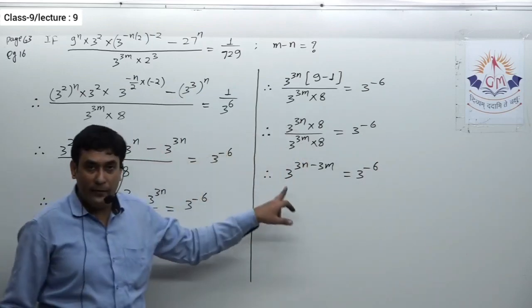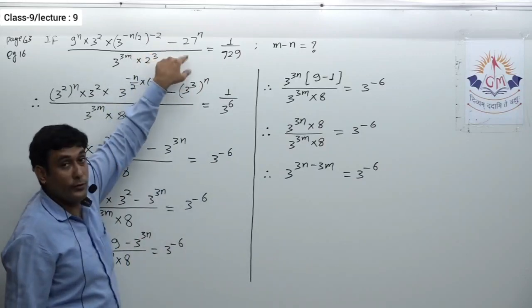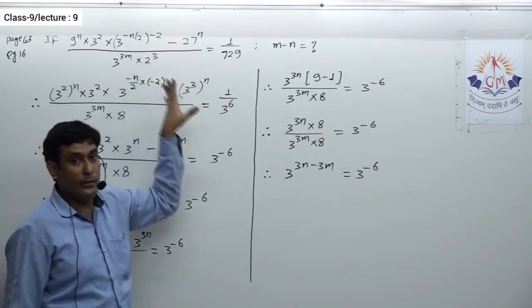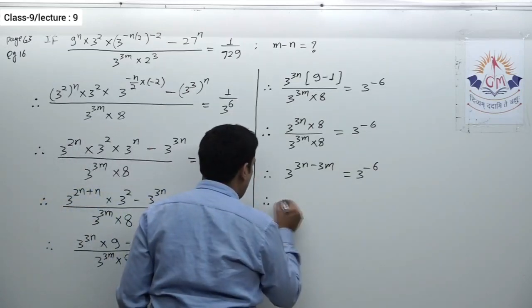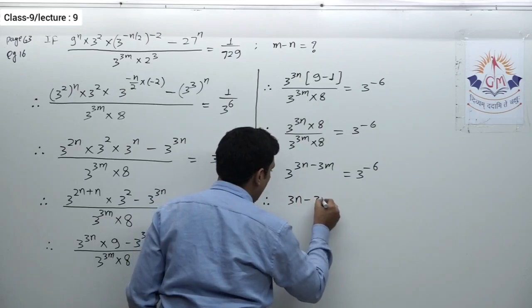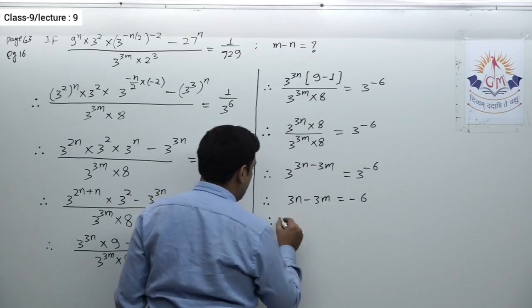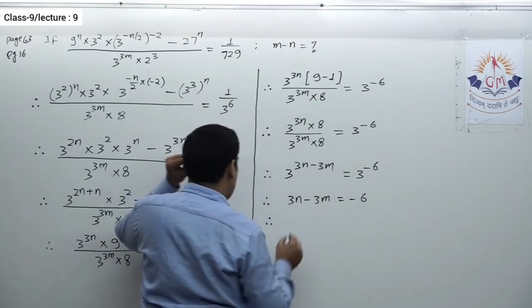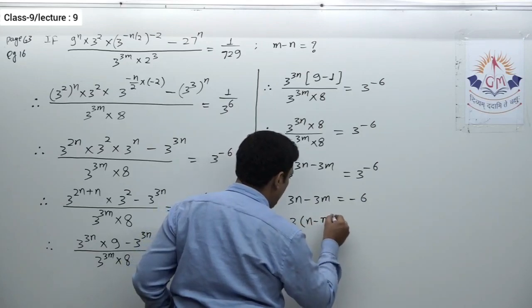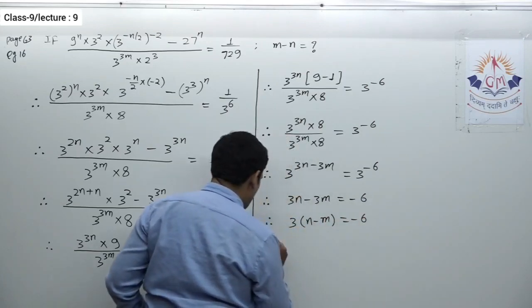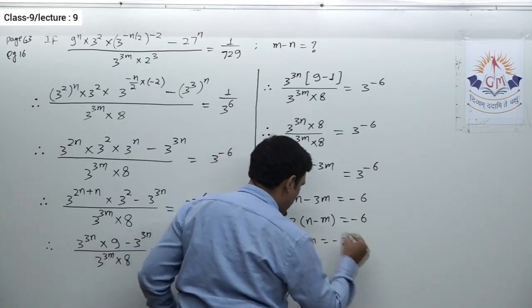Now I arrived at a position where the bases are same, that I discussed when I started the question, that anyhow we have to make the bases same on both sides. So here bases are same, so definitely I can say powers must be same. Okay, now if I take 3 common, here I will get n minus m is equal to minus 2.